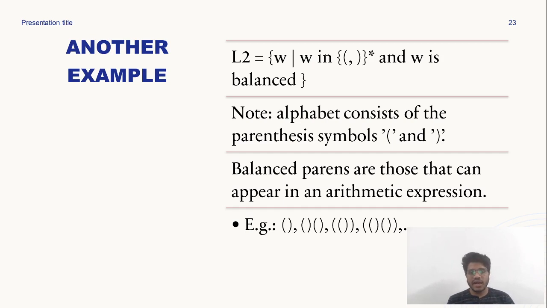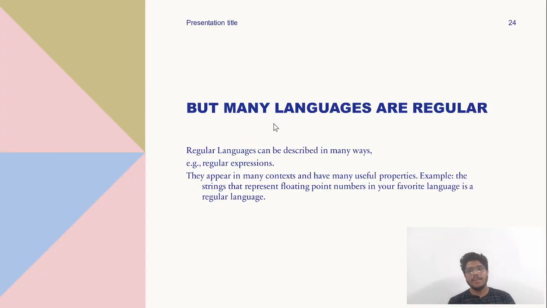These are quite common expressions that can easily be taken as examples of non-regular languages. As we see, these parentheses appear in arithmetic expressions. So these are other examples of non-regular languages. But many languages are regular.